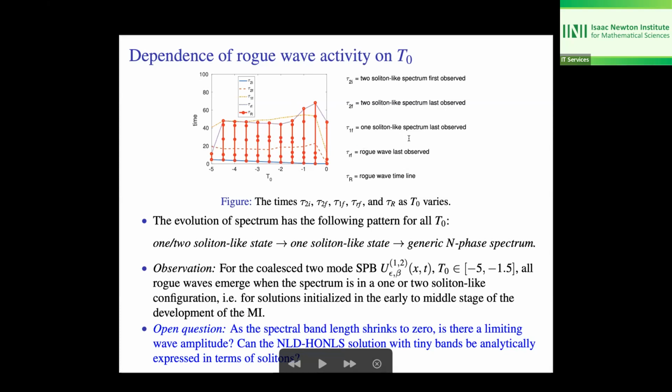the time a 1 soliton-like spectrum is last observed. It passes from a 2 soliton state to a 1 soliton-like state, and so the dashed line here also corresponds to the time the 1 soliton-like state is observed. And so finally, the purple dashed line is the time a rogue wave is last observed.